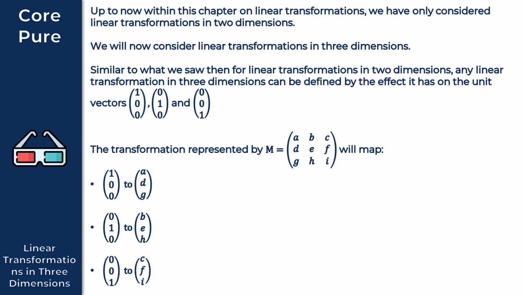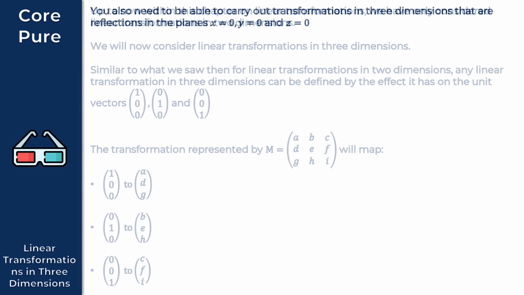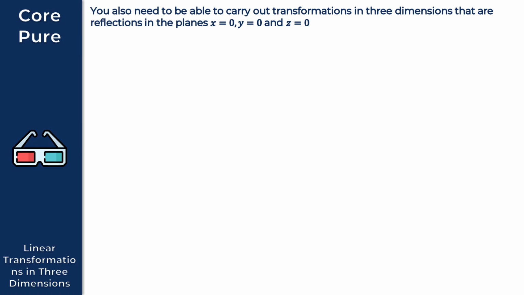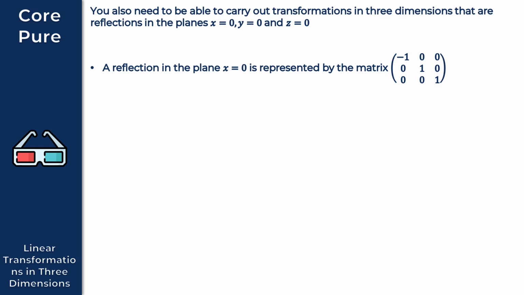Now we also need to be aware of some standard results here then for linear transformations in 3 dimensions. So let's take a quick look at those. So you also need to be able to carry out transformations in 3 dimensions that are reflections in the planes x equals 0, y equals 0, and then finally z equals 0 here. So for a reflection in the plane x equals 0, this is represented by the following matrix here. So what do we have then? I've got -1, 0, 0, 0, 1, 0, and then finally here 0, 0, 1.